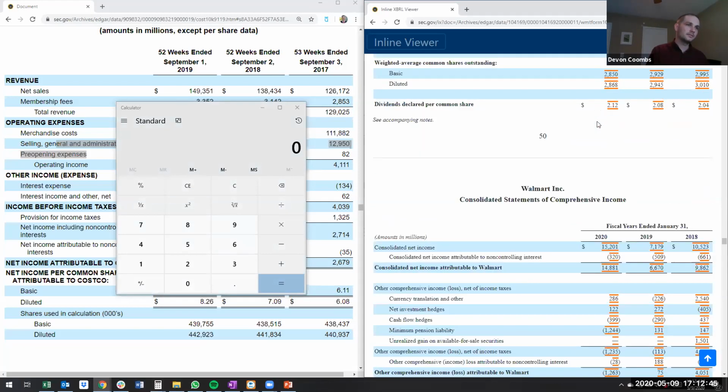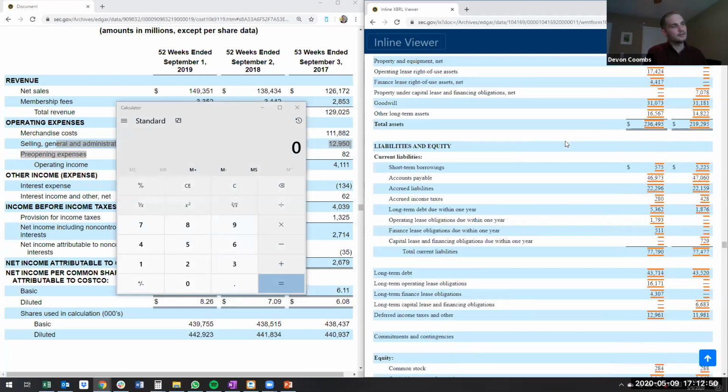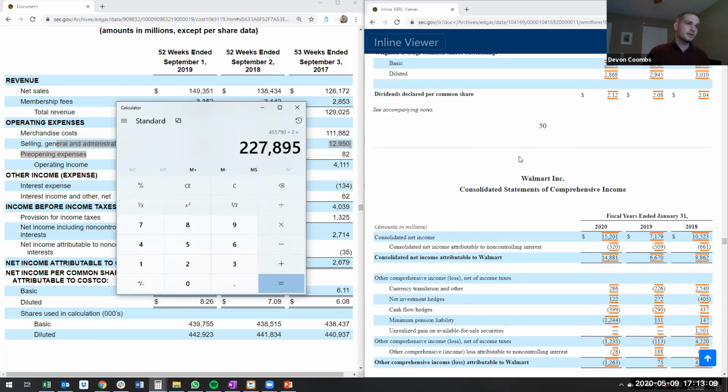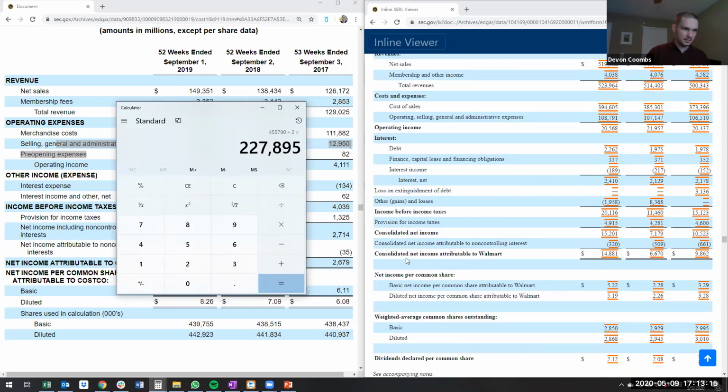Walmart's assets, let's see. Walmart has total assets of, these numbers are so outrageous to me, 240 billion. 236,495 plus 219,295, divided by 2 to find our average. So let's say 228 billion total assets. Now let's figure out Walmart's net income. Let's say 15 billion divided by the 228 to round.